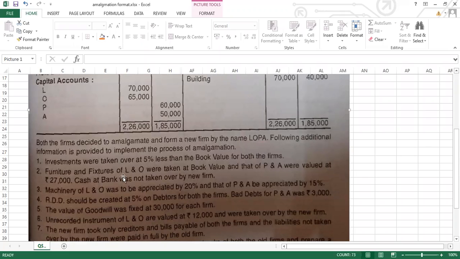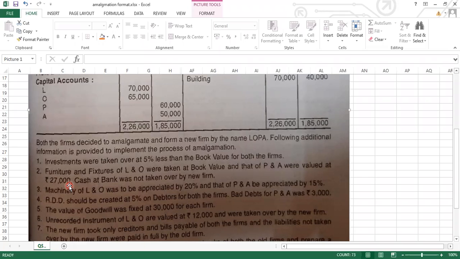Furniture and fixtures of L and O. Remember, they are saying just for one company. एक ही firm के लिए ये बोल रहे हैं. Was taken at the book value. ठीक है, तो हम purchase consideration में L and O के लिए book value लिखेंगे. And that of P and A were valued at 27,000. एंड जो सेकेंड फर्म था उसका जो बुक वैल्यू, उसका जो वैल्यू दिया है रिवाइज्ड वैल्यू, दैट कम्स टू 27,000. So these two amounts we will be writing down in the column of furniture while preparing the purchase consideration.